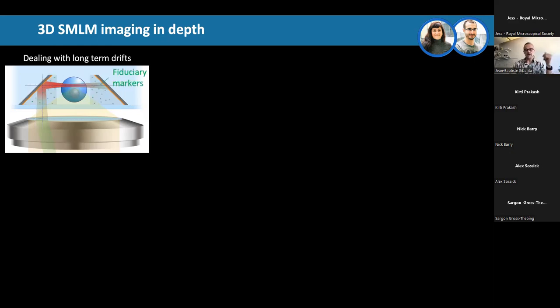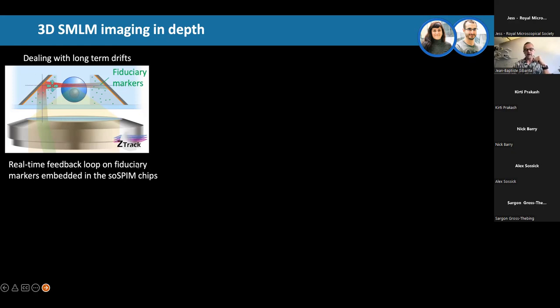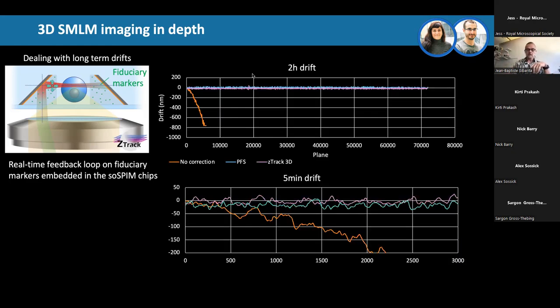So I said, okay, let's use the fact that we now have these little microwells, with a polymer around them which protects the mirror. Let's use them, embed fiducial markers, and use these markers as fiducials to correct. We developed software called Z-Track, which allows you to grab the data as they are acquired in real time, and then have a feedback loop from the position of the fiducials to the nano stage, which is XYZ, so we can correct in 3D directly from the image. So this is the result of that. It works very well.